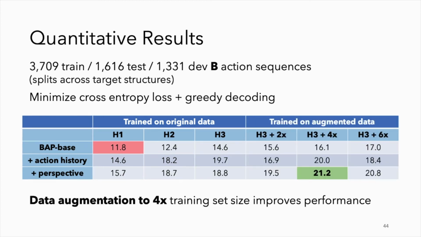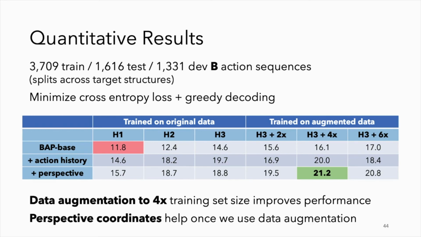By augmenting the data to 4x its original size, our performance goes up to 21.2 as shown in green. And we also see that perspective coordinates help once we use data augmentation. Our best model thus uses our richest world state and game history representations as well as data augmentation.